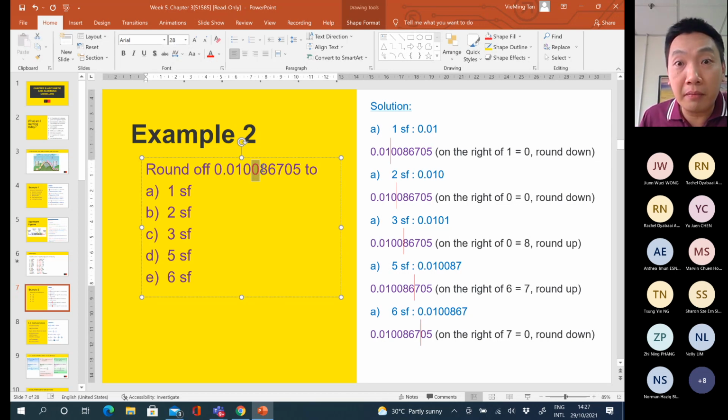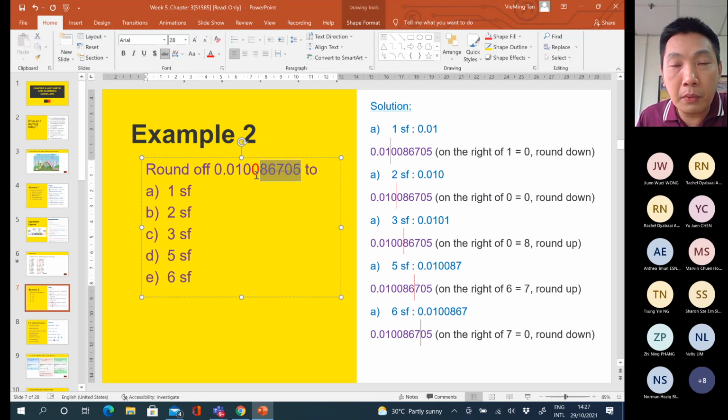8 is greater than 5. Greater than 5 means we need to round up. Round up means we have to add 1 to this red 0. So 0 plus 1 is 1. The other numbers we can just delete.